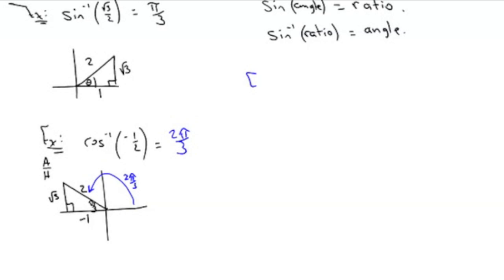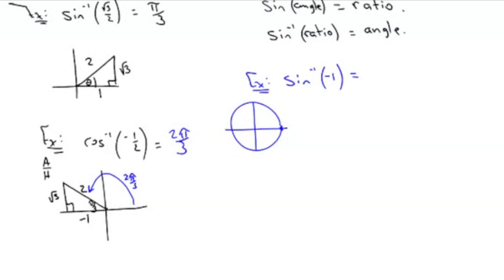How about sine inverse of negative 1? Can I draw a triangle? No, because it doesn't include negative 1. So what do I draw? A unit circle. So you draw a unit circle.